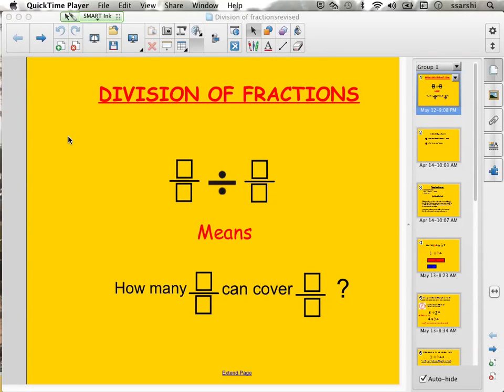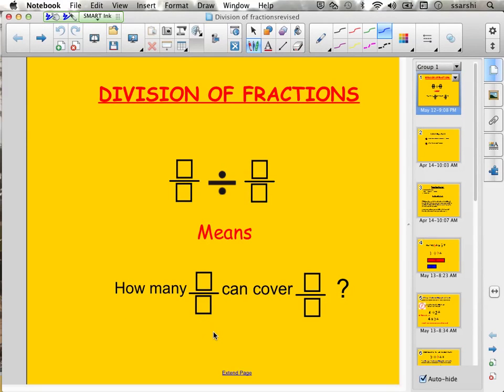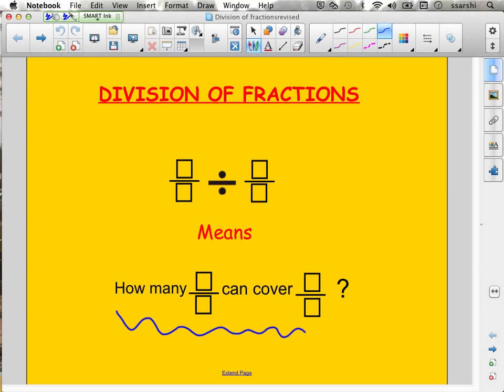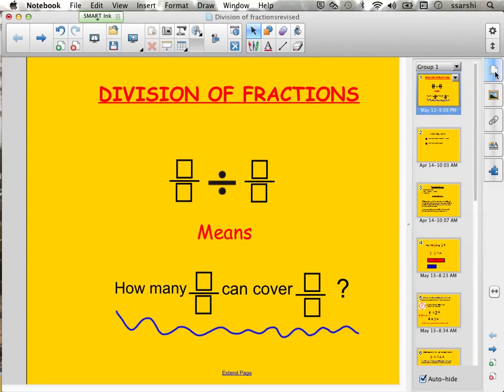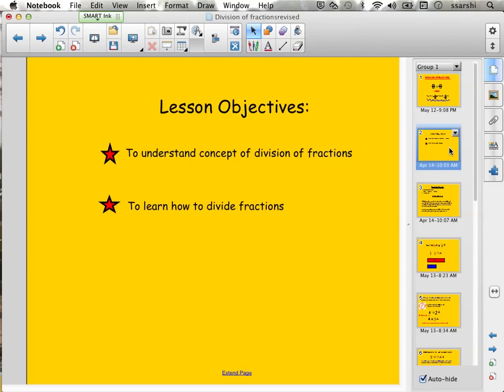This is a lesson on the division of fractions. When you think of dividing one fraction by another, you need to ask yourself the question, how many fractions can cover another fraction? Now that sounds a little confusing, but you'll see what I mean in a second.